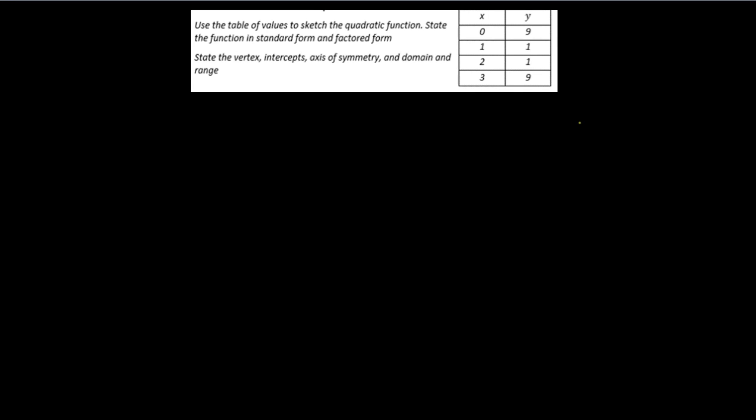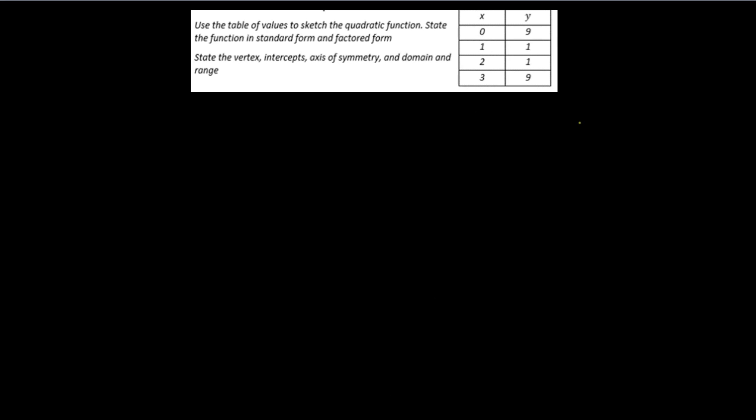Okay, so we're going to just go through a little bit of how to enter a table into Desmos and then use that table to form an equation and answer some questions based upon it. So we're going to use a table of values that I've given you here to sketch a quadratic function, state the function in standard form and in factored form, and then things like vertex, intercepts, axis of symmetry, domain and range. Pretty much like the whole package kind of thing.